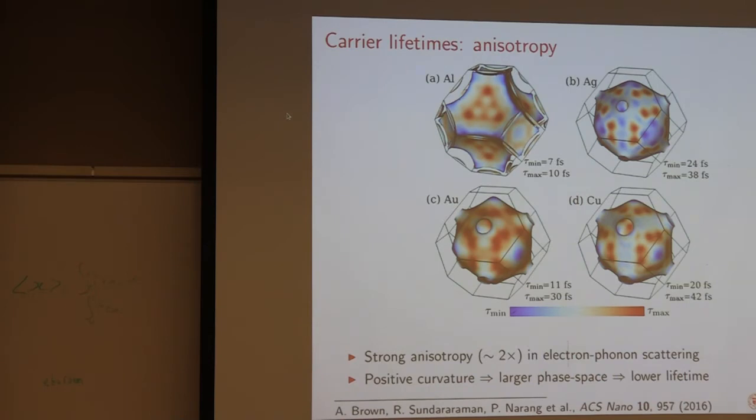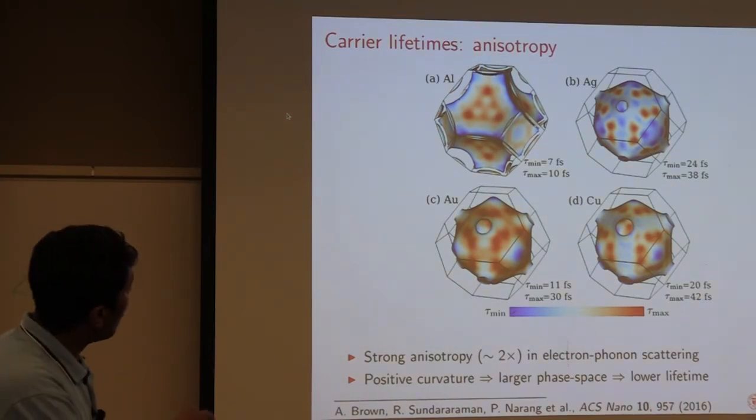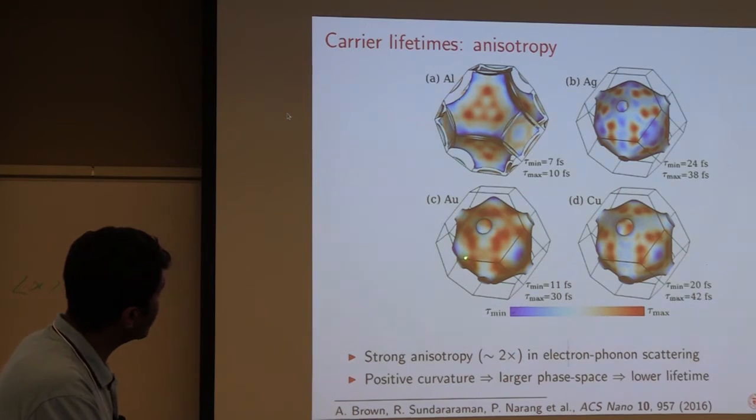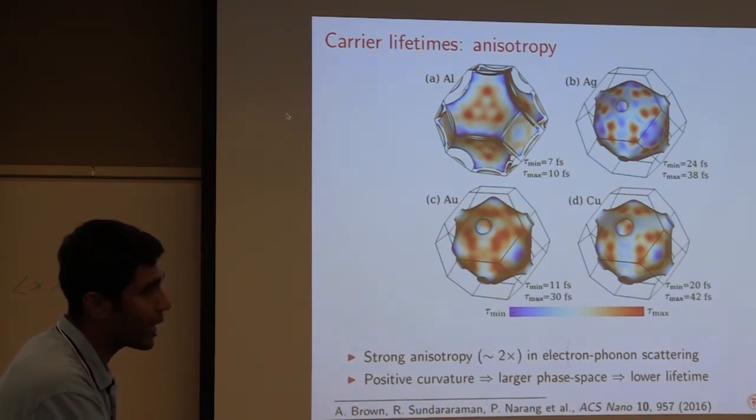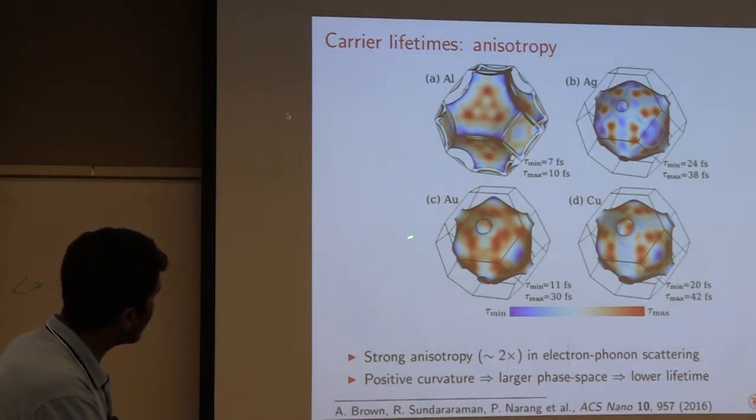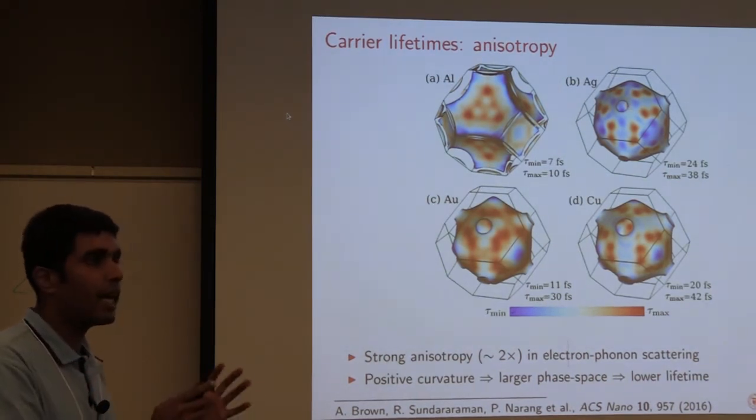That gives you the Fermi surface. That's what I'm showing you here. Right, so on this Fermi surface now, the noble metals, copper, gold, and silver have this kind of shape. Right, the electron-phonon scattering time is highly anisotropic.